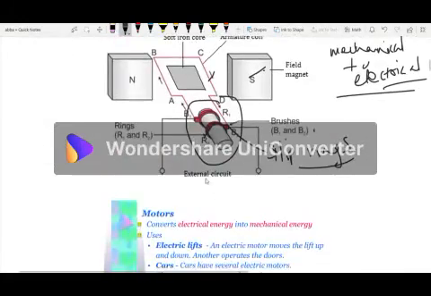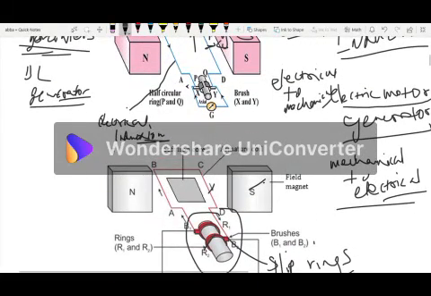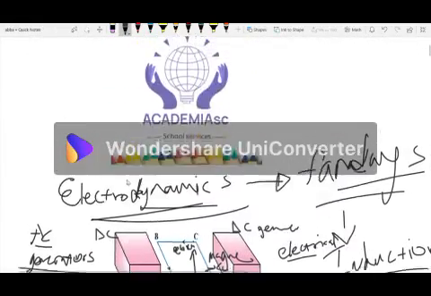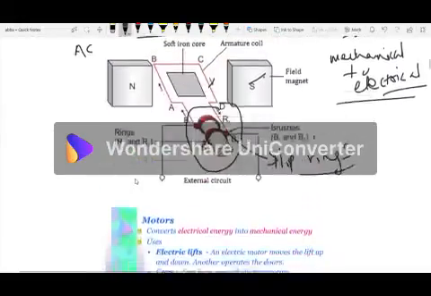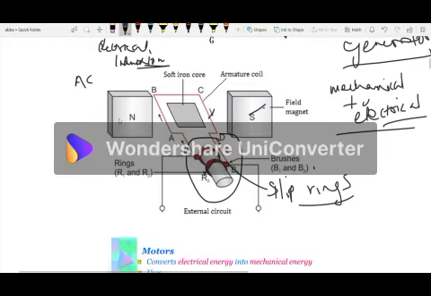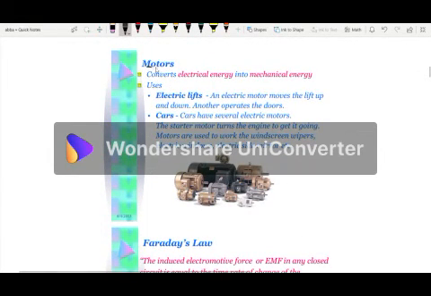So there is a reason why we use AC current and not direct current. I'll tell you later on during the lesson. Now I just want you to understand this theory part here. So you will have a bit of powering these two things, right? We have motors. Motors convert electrical energy to mechanical energy. Uses include electric lifts, cars, etc.